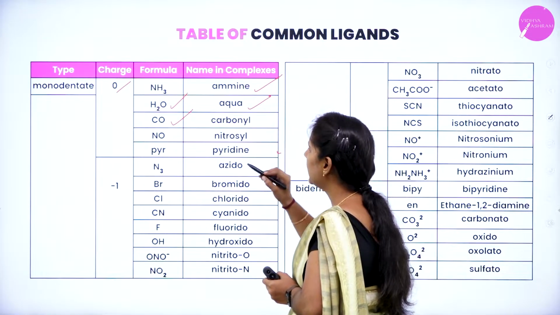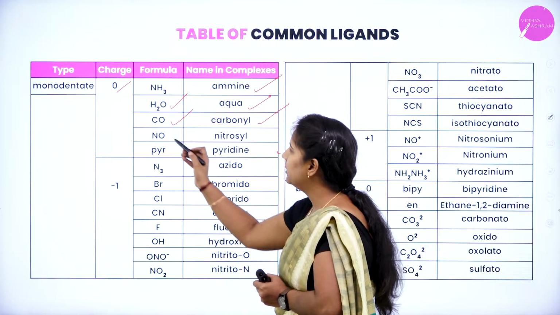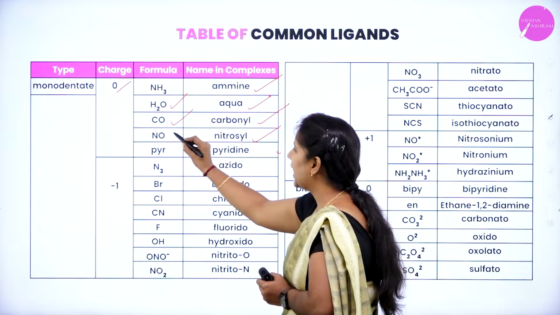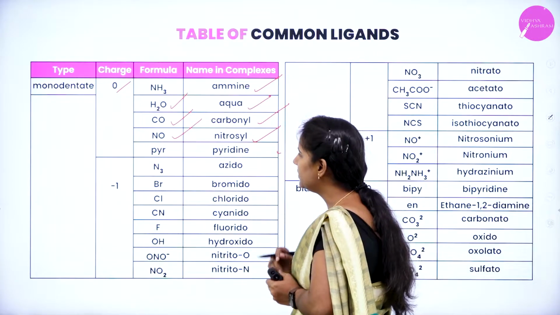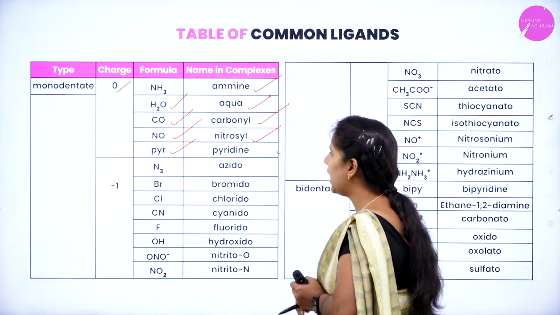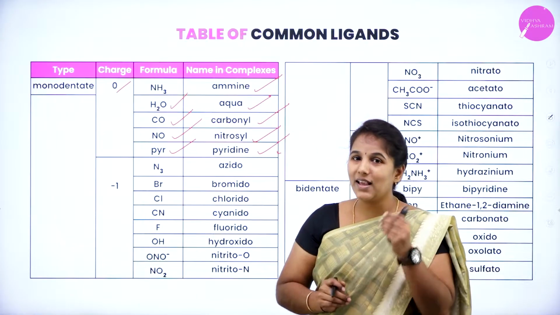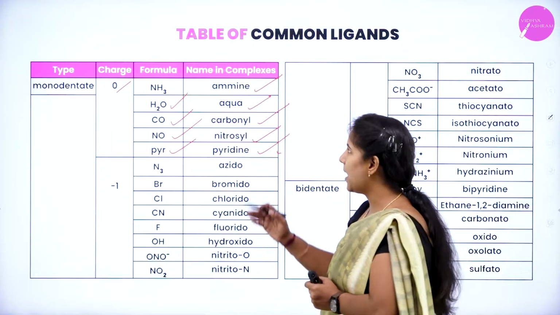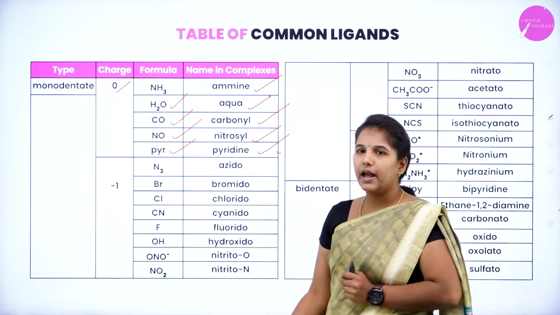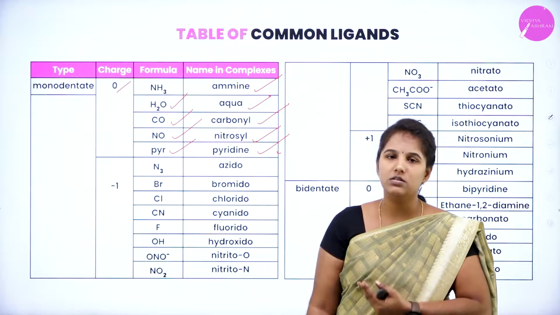Similarly, we have carbonyl, that is CO. We call it carbonyl and it carries what? 0 charges. Similarly, the NO, which is known as nitrosyl, carries 0 charges. Similarly, we have pyridine and it is represented as py and it carries 0 charges. So, we can easily remember the examples of ammine, aqua as well as the carbonyl and nitrosyl groups which are carrying 0 charges.